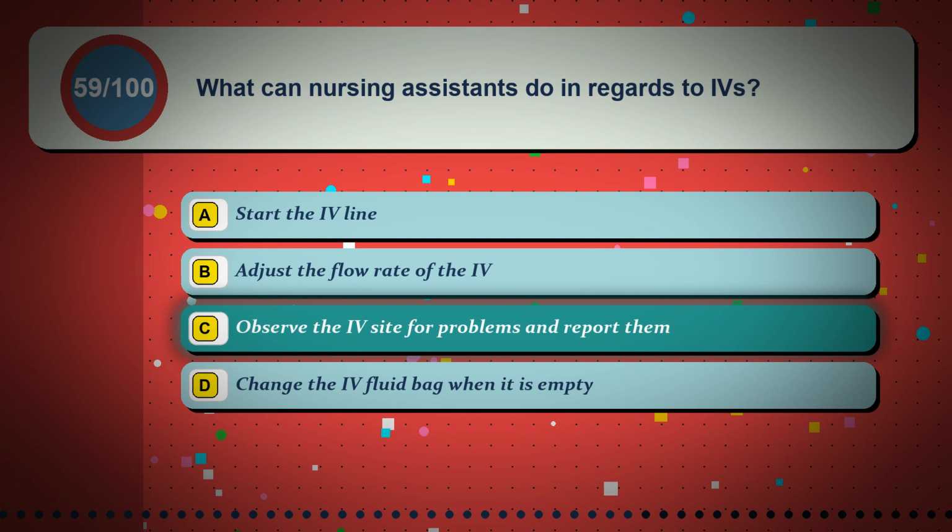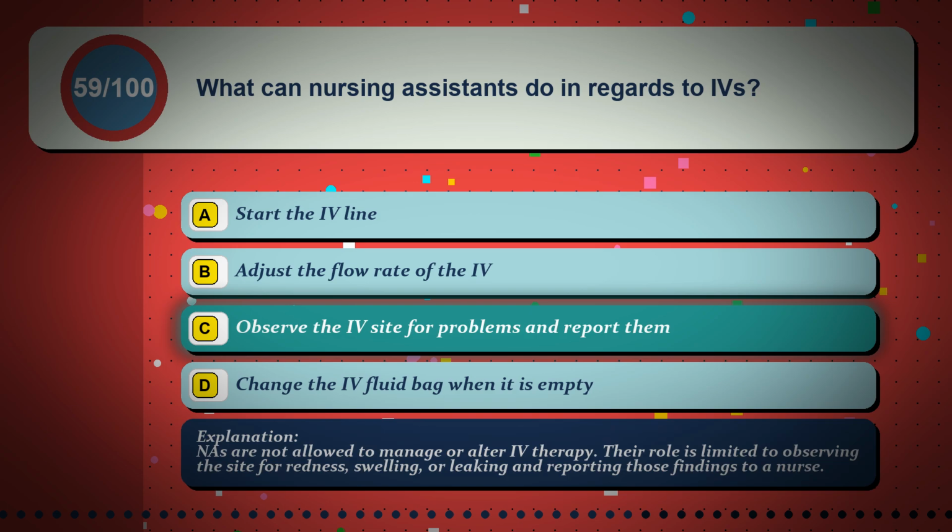The correct answer is option C, observe the IV site for problems and report them. NAs are not allowed to manage or alter IV therapy. Their role is limited to observing the site for redness, swelling, or leaking and reporting those findings to a nurse.